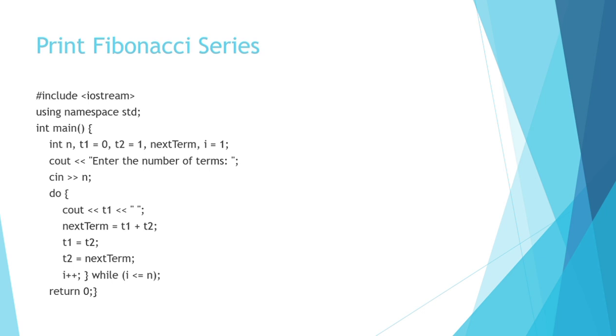First, it prints T1 equals 0, the first term. Next, it prints T1 equals 1, the second term. Then it prints the subsequent terms by adding the previous two numbers together. Next term equals 0 plus 1 equals 1, T1 becomes 1, and T2 becomes 1. The next term is next term equals 1 plus 1 equals 2, and so on. After successful execution, output will be like this.